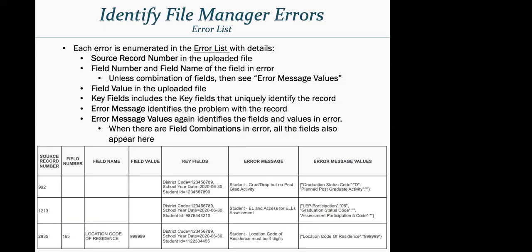This is an example of the error list. And you can see that it shows you the key fields, the error message, values, which identify the field and the values in the error. So this is great if you want to look at it in a list view in that fashion.